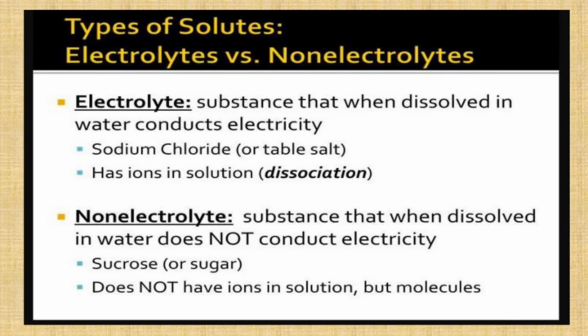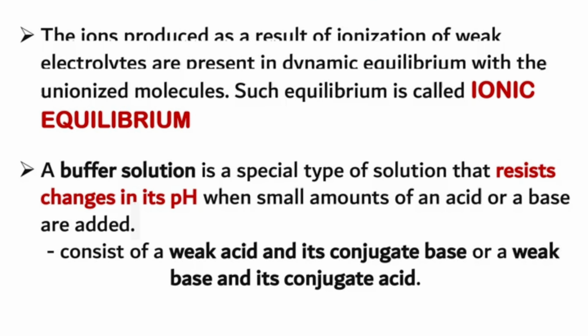The next slide I mention here. The ions produced as a result of ionization of weak electrolytes are present in a dynamic equilibrium with the unionized molecules. This equilibrium is called ionic equilibrium.